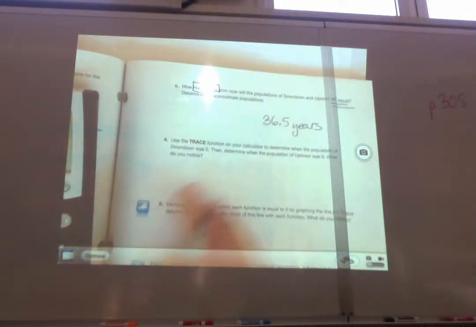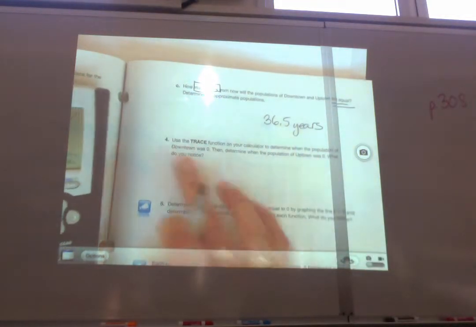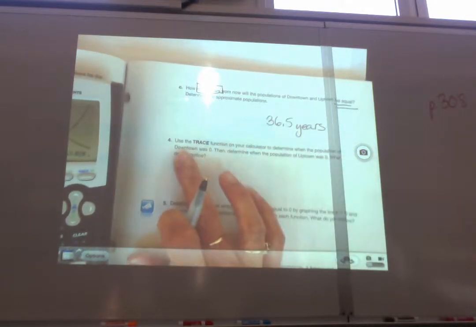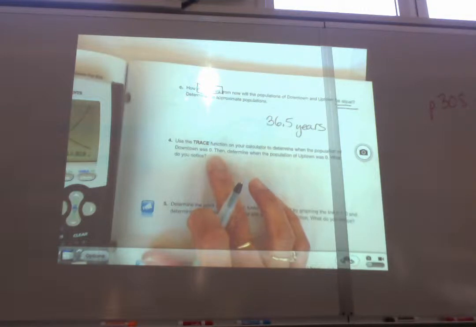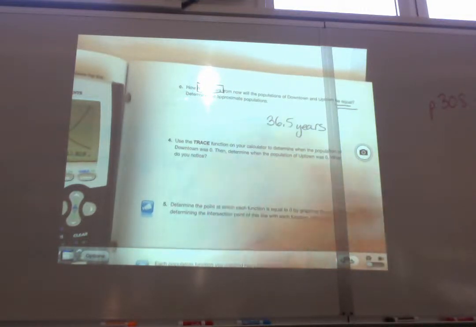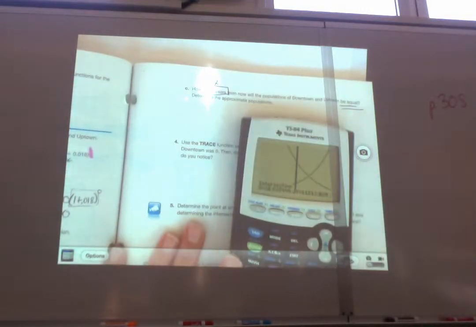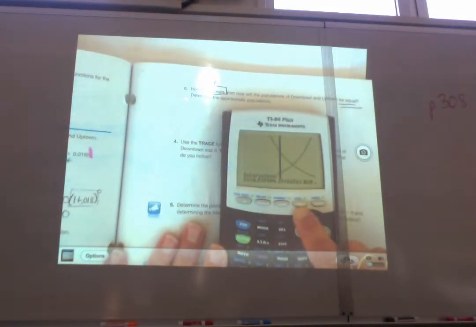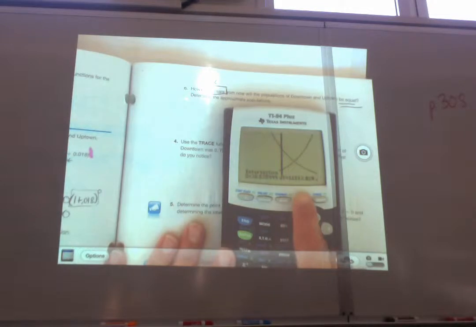Does it tell us to figure out the population? Use trace on your calculator to determine when the population of downtown was 0. Then determine when population of uptown. So trace, I don't know if we've ever used trace before, but I bet we can figure it out. Do you guys see the trace button? It's right between graph and zoom. Trace. Okay, you're going to use these arrows on your calculator, left, right, up, down, to trace.